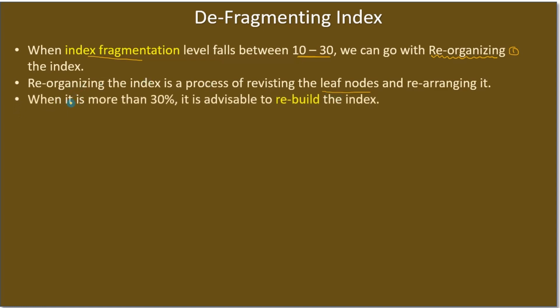When the fragmentation percentage is more than 30%, it is advisable to rebuild the index. When fragmentation goes more than 30%, reorganizing may not help when the index is huge. So it's a good rule of thumb to go with index rebuild when index fragmentation percentage goes beyond 30%.